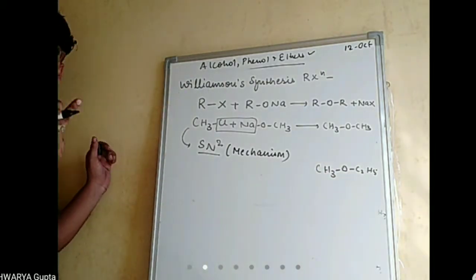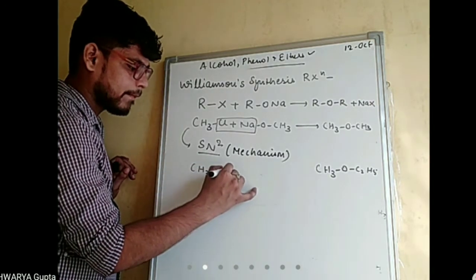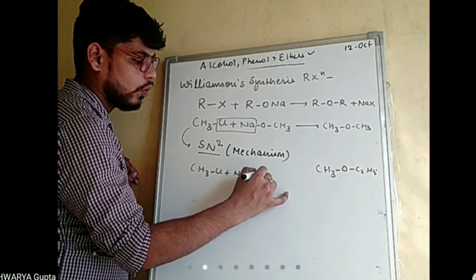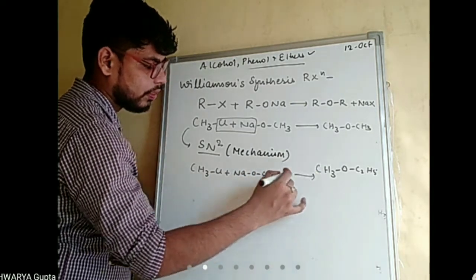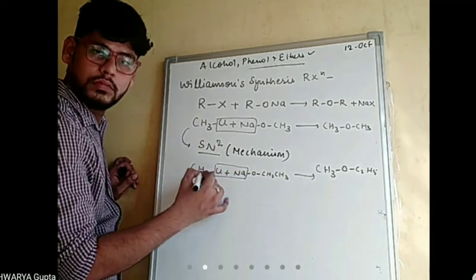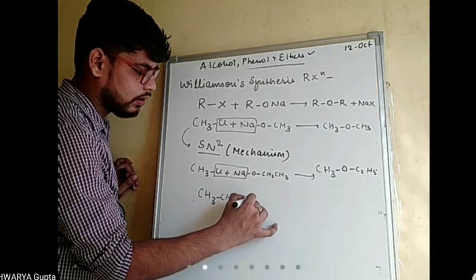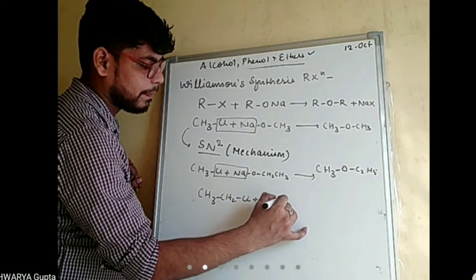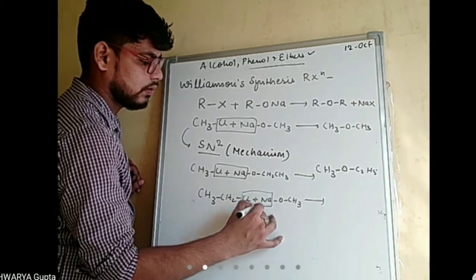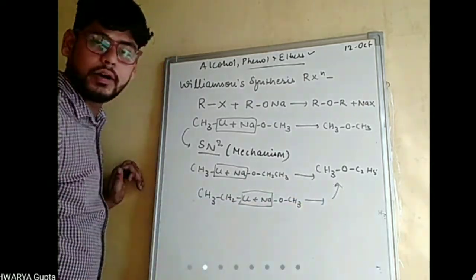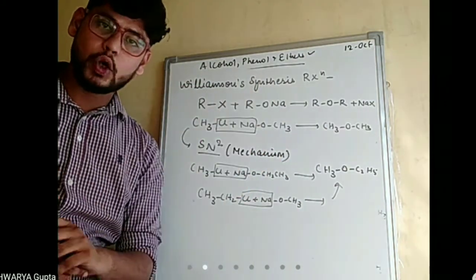There will be two different possibilities: CH3Cl plus NaOCH2CH3, this can form the product, and this can also form, CH3CH2Cl plus NaOCH3. This can also form the same product. Both of these will be correct, or any one of these will be correct.